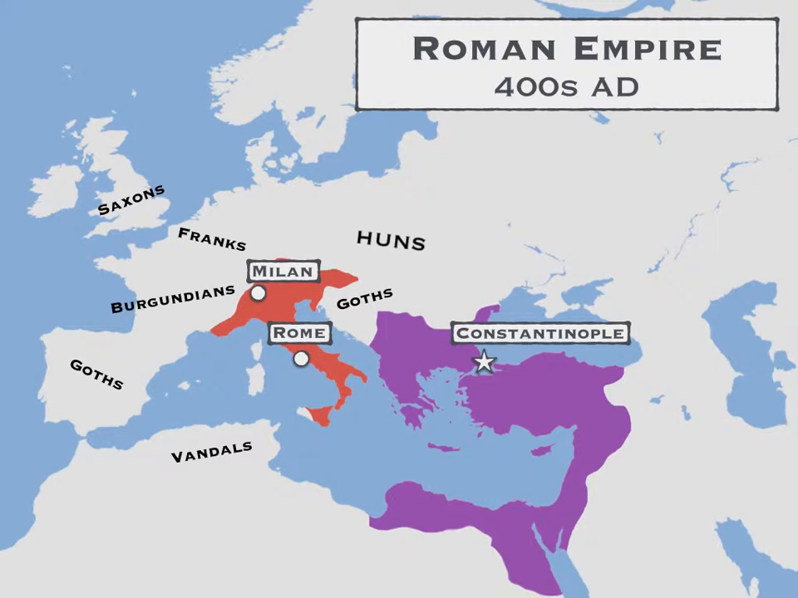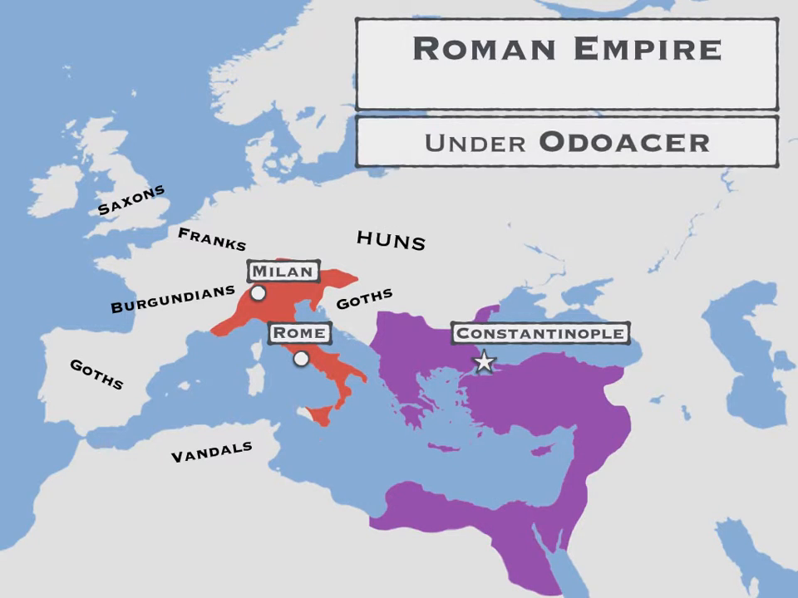On the eve of its destruction, the Western Empire was reduced only to control of Italy. In 476 AD, the last official Western Roman emperor, Romulus Augustulus, was deposed by the general Odoacer. This is the point at which most historians say that the Western Roman Empire fell.